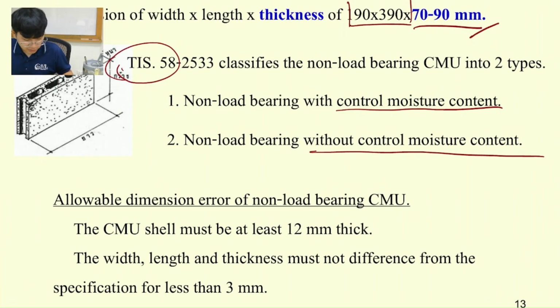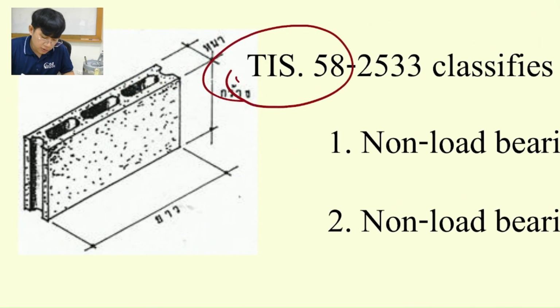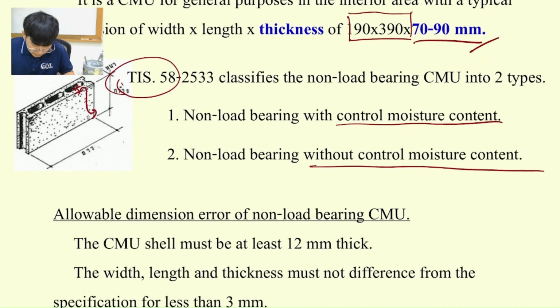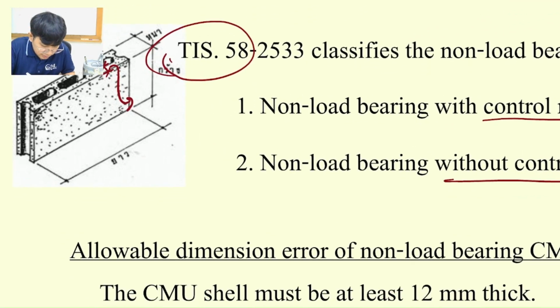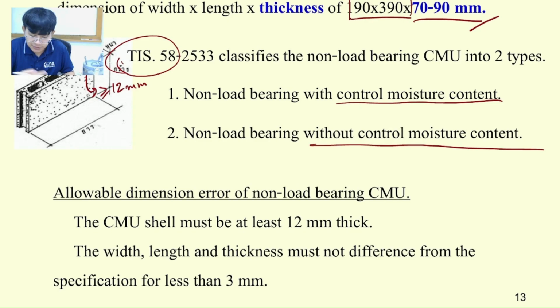But the thing that you need to remember, if in the future you are the one who is going to buy it for your company, is that you need to check that the non-load bearing CMU is supposed to have a shell thickness larger than or equal to 12 millimeters. If it's less than this, just reject it.